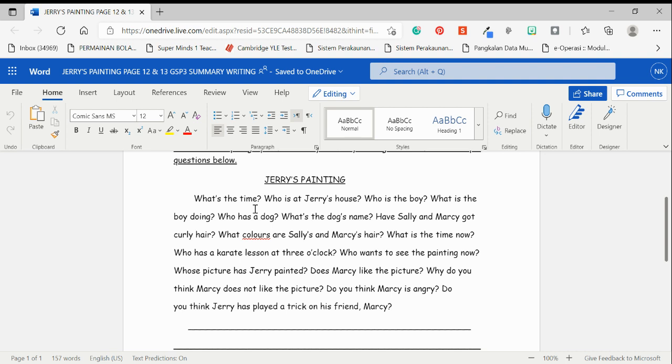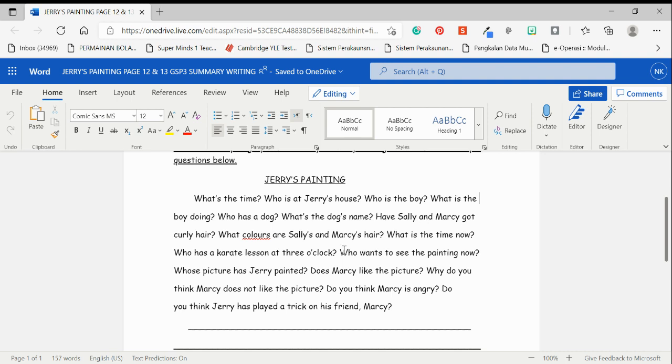Then the second question is, who is at Jerry's house? Marcy is at Jerry's house. The third question is, who is the boy? Jerry is the boy. What is the boy doing? He is painting a portrait. Who has a dog? Jerry has a dog. What's the dog's name? The dog's name is Sally.